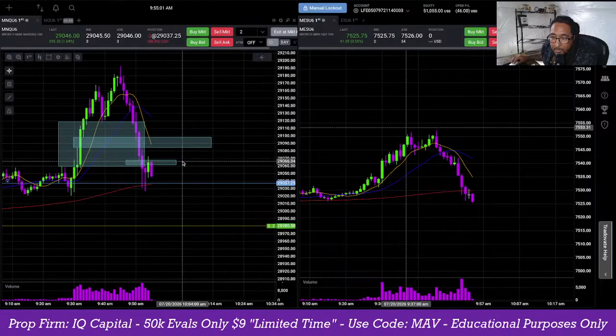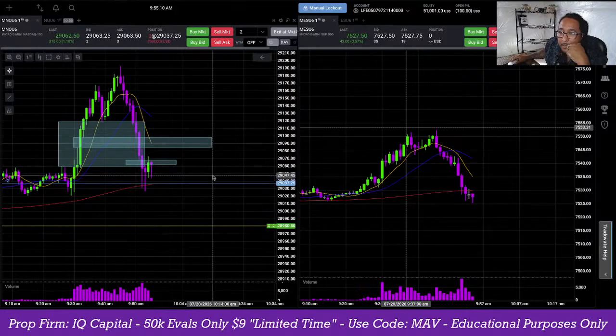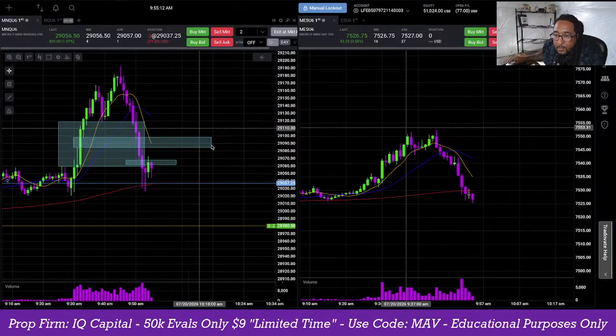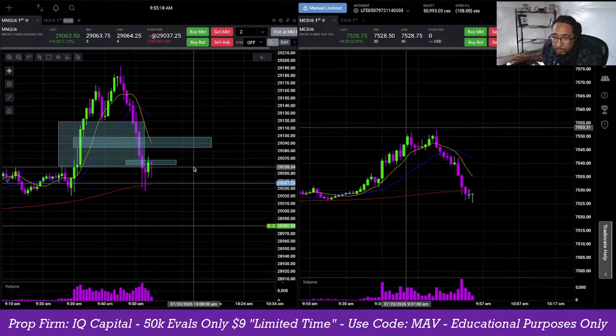So we are respecting this, where we wicked above it, did not close. But there is some major resistance here at the bottom. So let's see. I don't have a problem with closing this trade out and looking for a better entry before we get too deep into any type of drawdown.